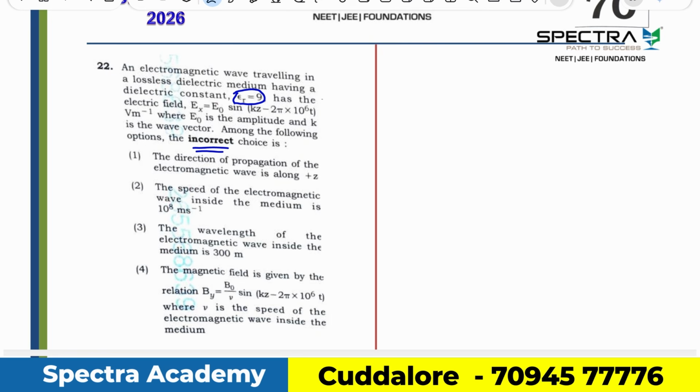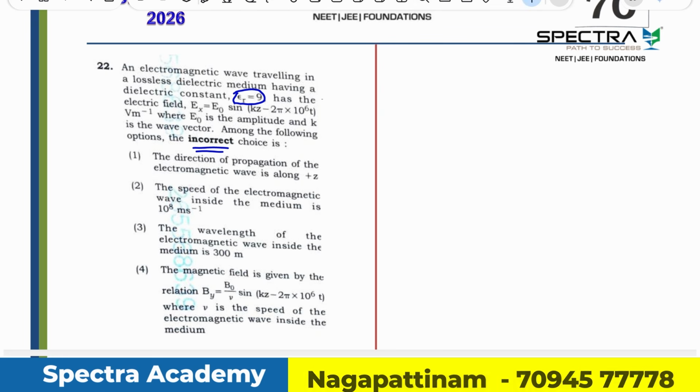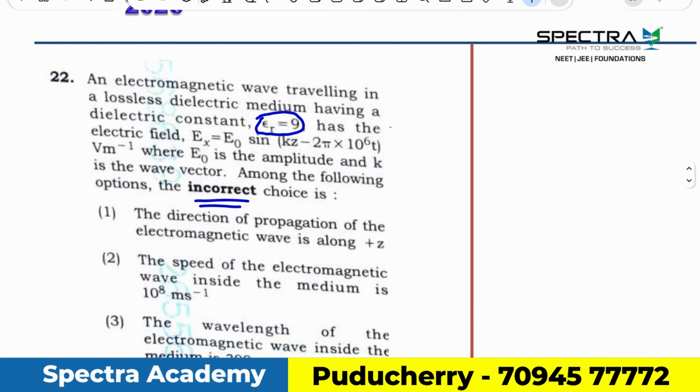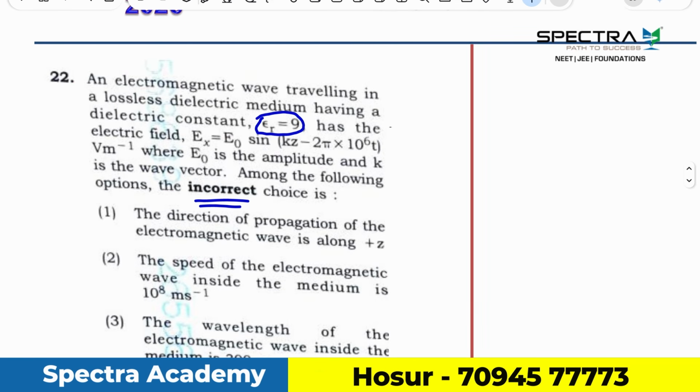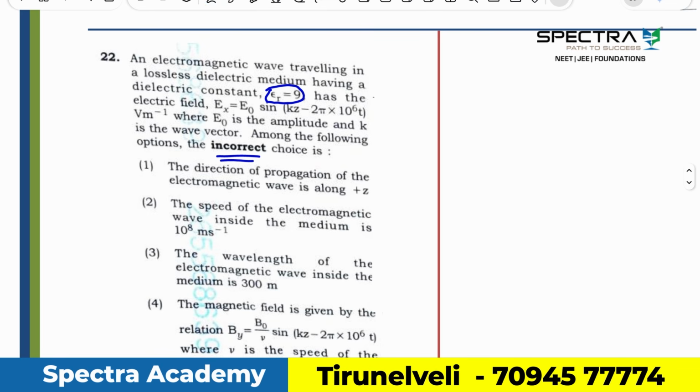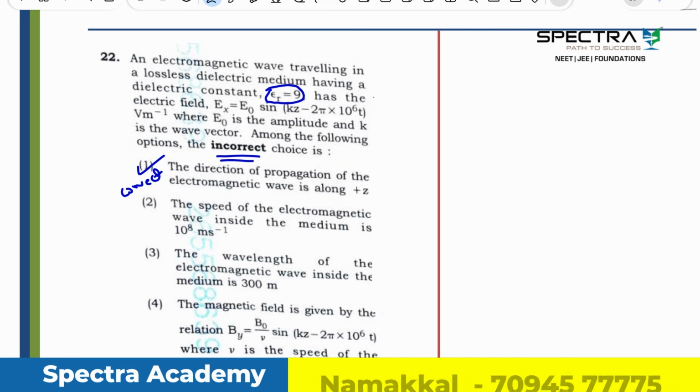So what about the first one? The direction of propagation of the electromagnetic wave is along plus z. Is that correct or not? Yes, it is correct. Why is that correct? Because you can see here, one term is positive, the other term is negative, and here it is z only. So it will be traveling in the positive z direction. So that is correct only. This means the statement is correct.